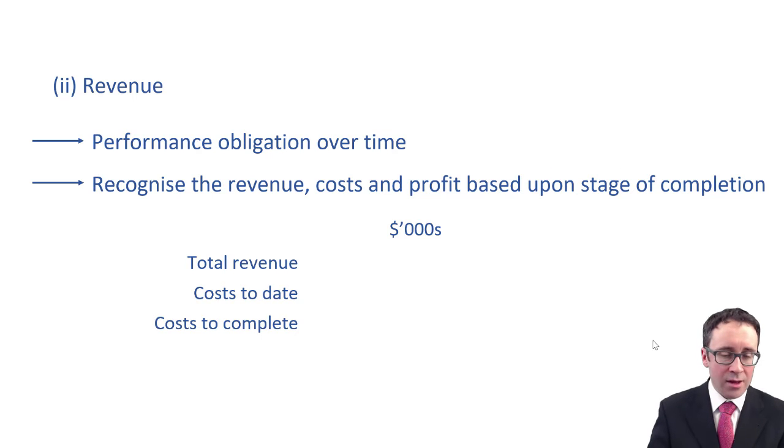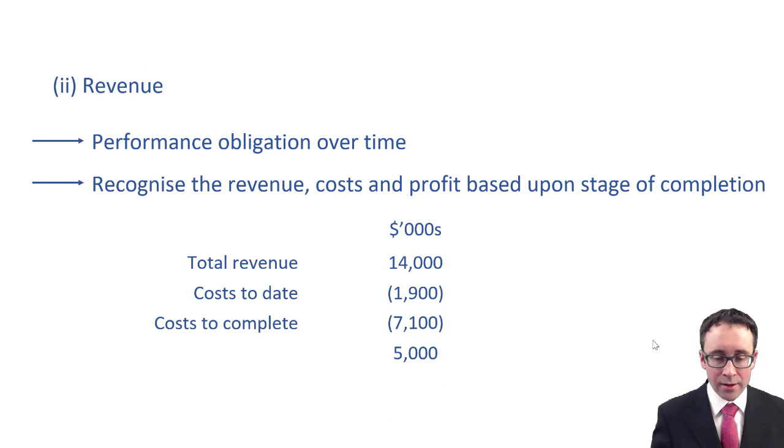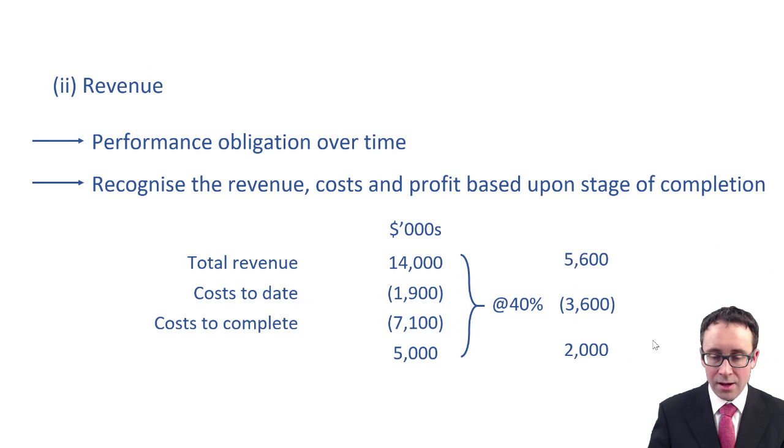Well, you can see there, you take your revenue, less your total costs, being your cost to date and cost to complete. So straight from the question, you've got the 14 million, 1.9 and 7.1 million. So that gives me a profitable contract of 5, of which it is 40% complete. Okay. So you've got to get these. You're just given numbers and need to take 40% of them. 40% of the revenue, 40% of the cost, give you 5,600 and 3,600.